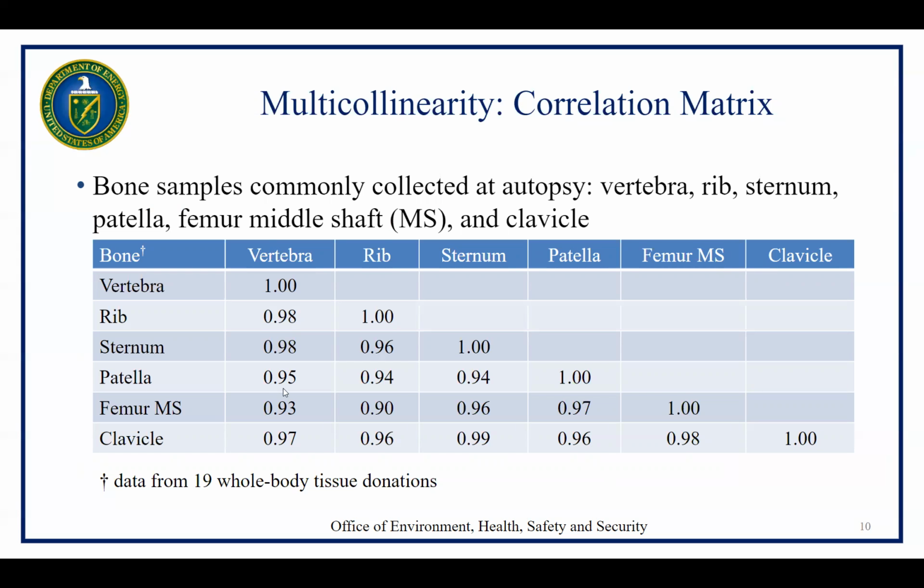One of the assumptions for a multiple linear regression model is that independent variables should be independent from one another. Such high correlations between bone concentrations are problematic and will result in imprecise and unstable estimates of the model parameters.